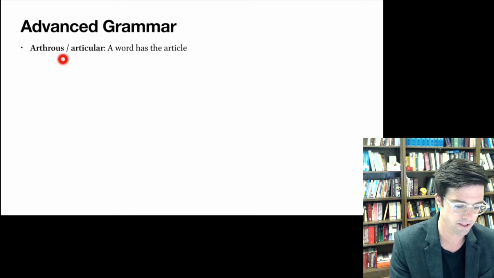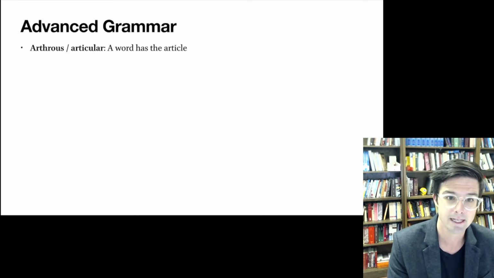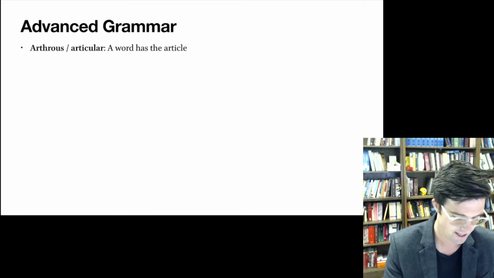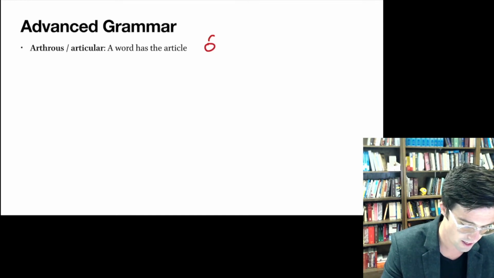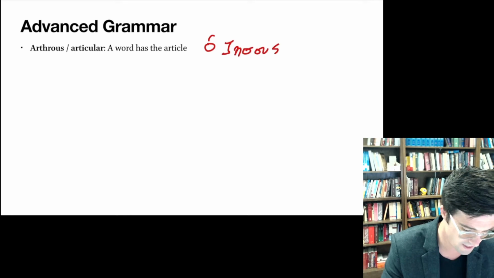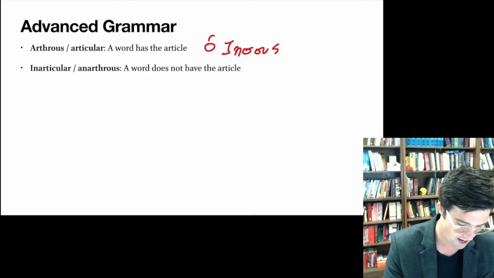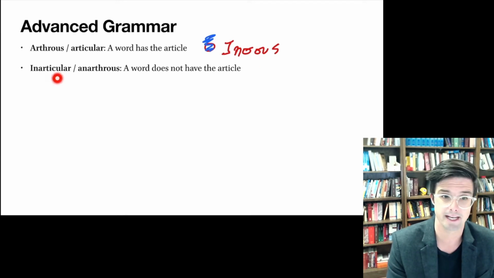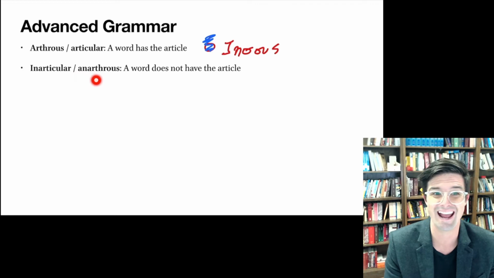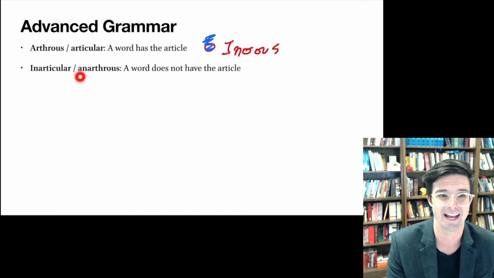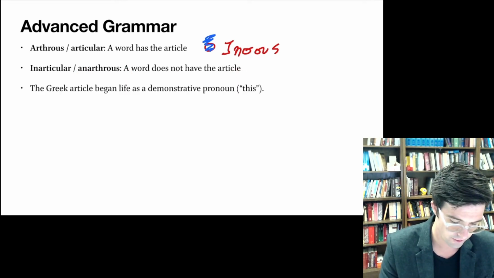So these words are used to describe a Greek word that has the article with it. So ho Jesus would be said to be articular, whereas if this ho was gone and it was just Jesus, this would be said to be inarticular or anarthrous. So in and an are prepositions here that mean without. So a word that does not have the article.